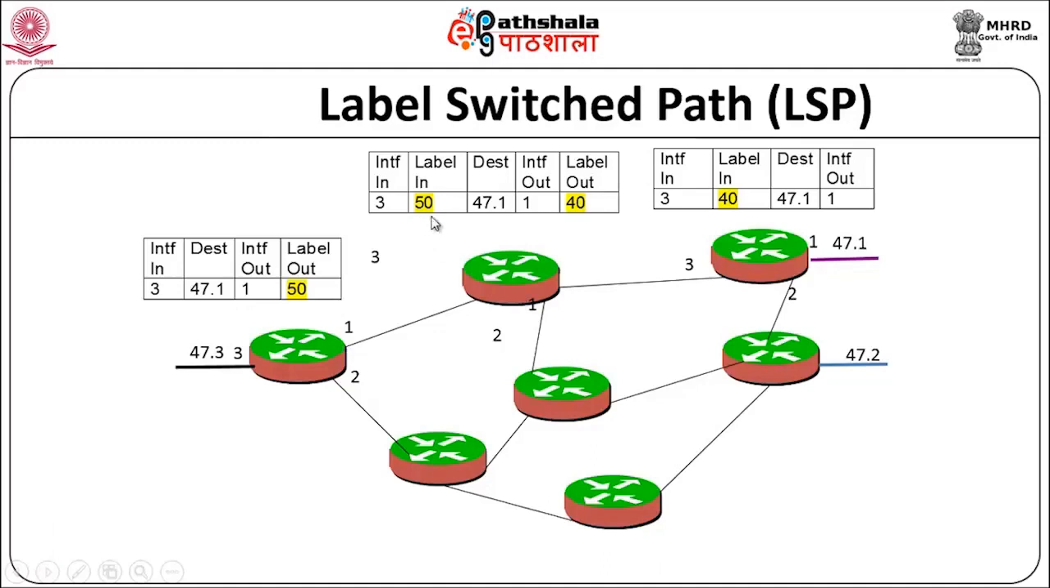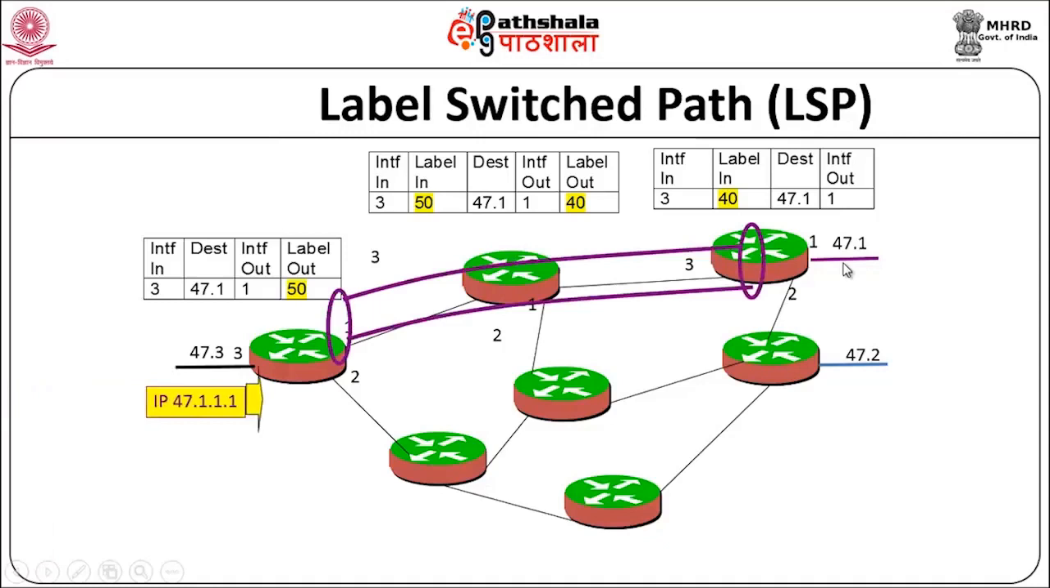So it goes here, from 50 it will be swapped to 40, and here it receives a label of 40, so it will be sent out on interface 1 after removing the label. Okay. So this is what will be set up over here. So when a packet comes in, it is directly sent along this path and is sent out.